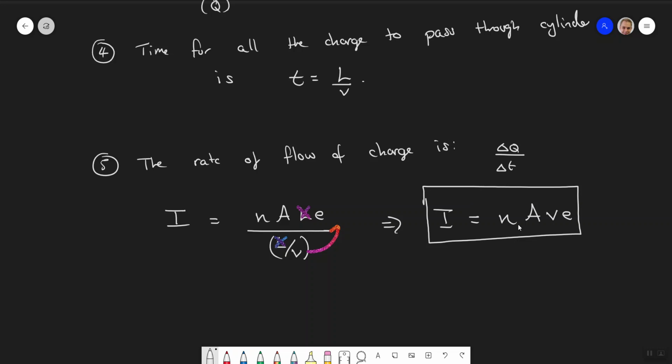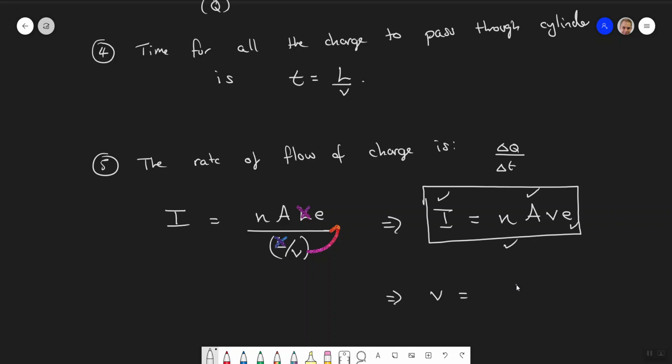And there we go. That is how we can get an equation that links things that we want to know. We want to know what the current is. Well, we can measure current. We can work out, using ideas of moles, how many electrons are meant to be in there. We can measure the diameter of wires. We know the charge on an electron. So the thing that we want to know is v.